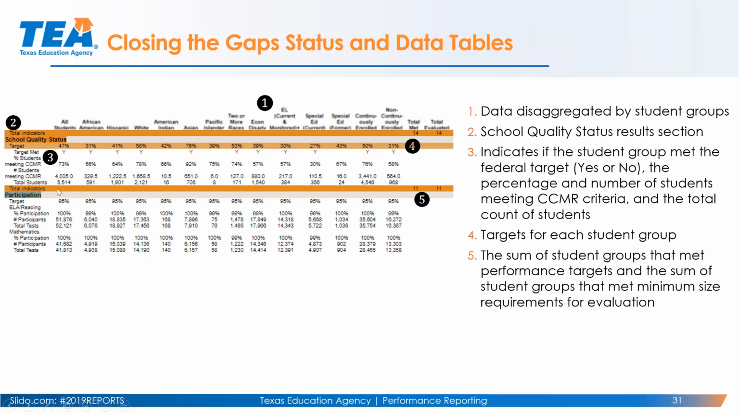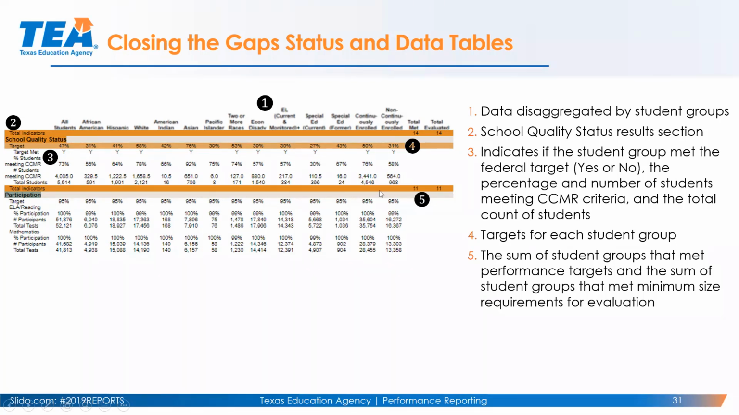For all students for school quality, I have 5,514 total students. Of those, my numerator for meeting CCMR criteria, any one of those criteria, was 4,005.0. Numerator over denominator gets me 73% for all students. The federal target for CCMR for all students was 47. So at 73, I met the target for all students.